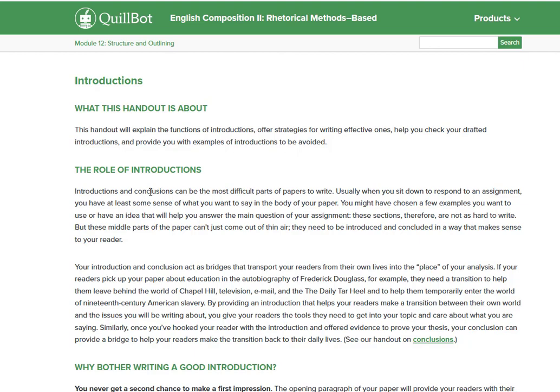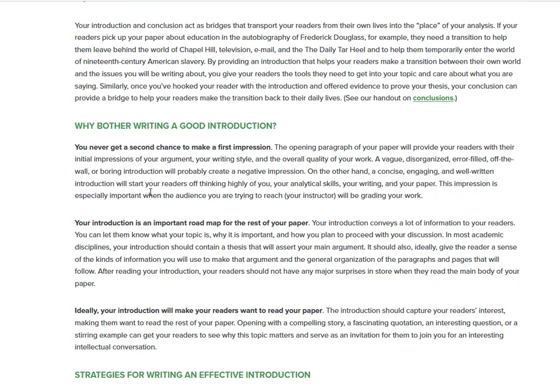So why bother writing a good introduction? You never get a second chance to make a first impression. The opening paragraph of your paper will provide your readers with their initial impressions of your argument, your writing style, and the overall quality of your work. A vague, disorganized, error-filled, off-the-wall, or boring introduction will probably create a negative impression. On the other hand, a concise, engaging, and well-written introduction will start your readers off thinking highly of you, your analytical skills, your writing, and your paper. This impression is especially important when the audience you are trying to reach, your instructor, will be grading your paper.